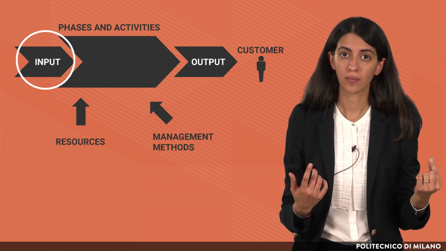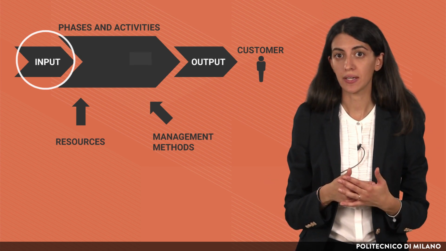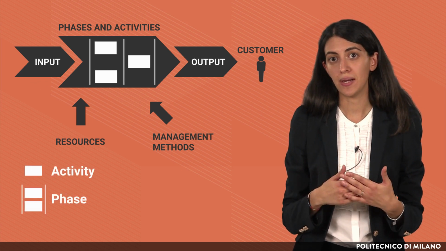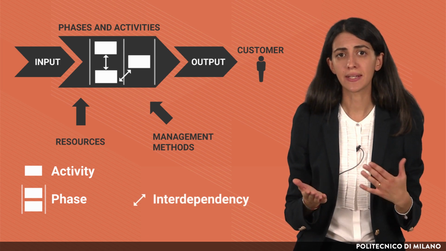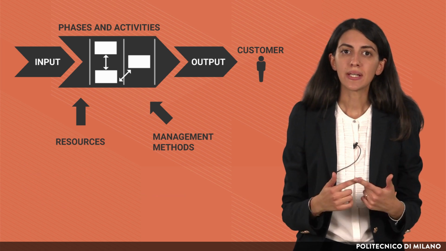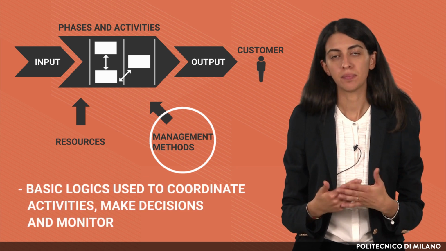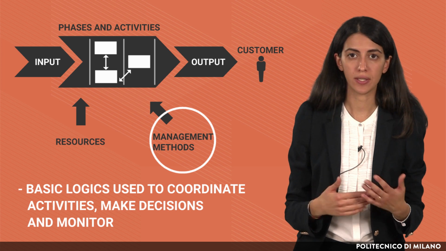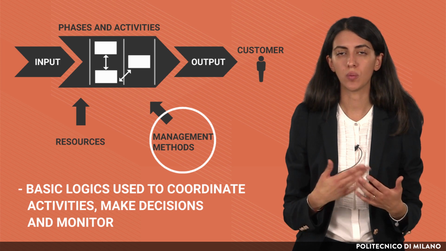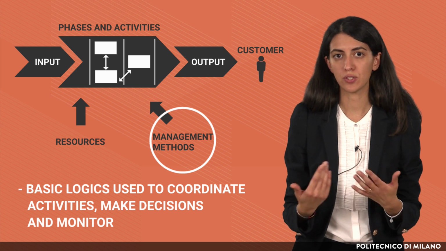To transform inputs into outputs, we need to identify specific activities and group them in different phases, taking into consideration interdependencies, namely the logical links and precedent links between the different activities. We also need management methods that are the basic logics used to coordinate activities, make decisions, and monitor and adjust the progress of the process. An example of this could be a manual describing in detail the quality procedures to be adopted when, for example, we need to manage return of goods or complaints from the customer.